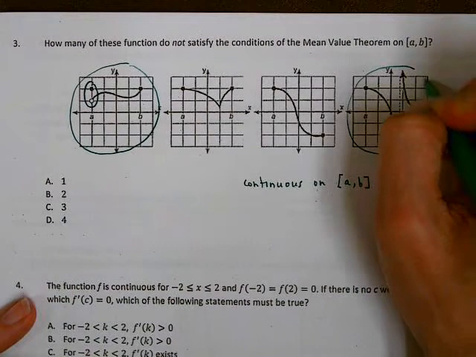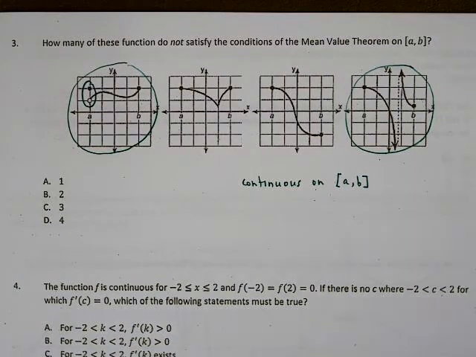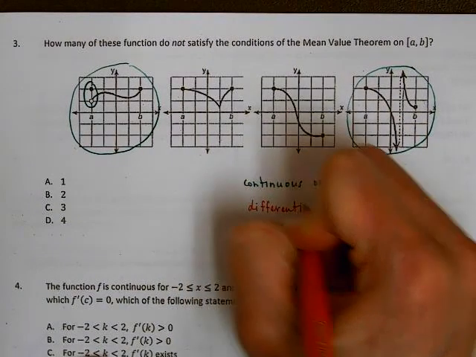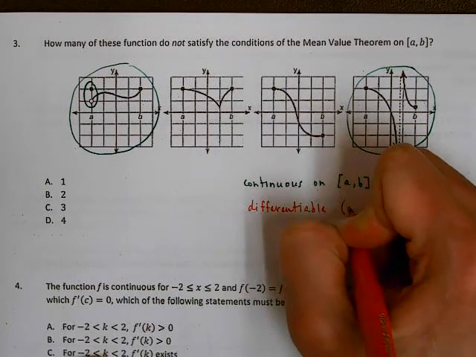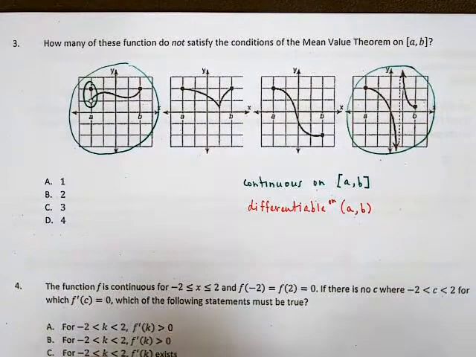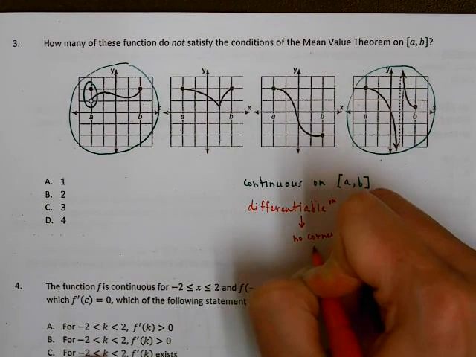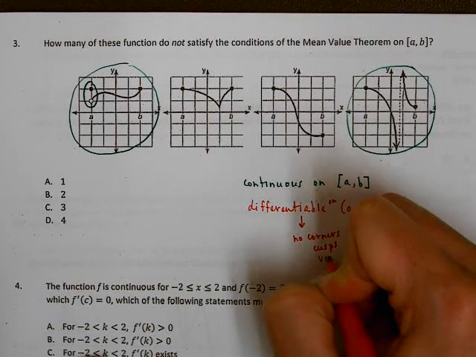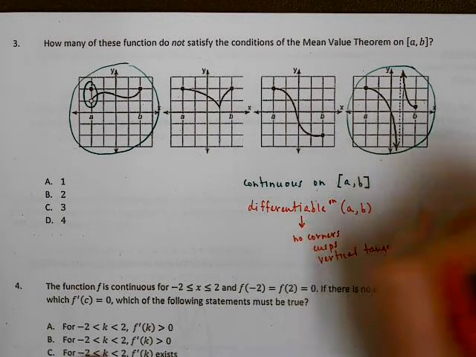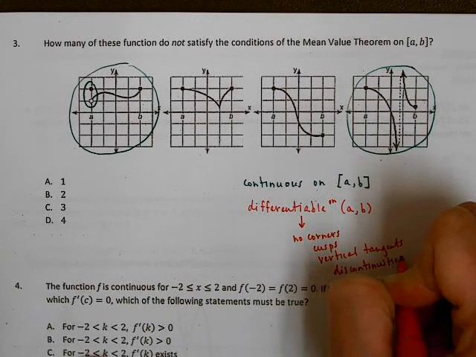I know I'm also not going to meet the condition for that graph. Our second condition is that we have to be differentiable on the open interval from a to b. So differentiable means there can be no corners, cusps, vertical tangents, or discontinuities. And the discontinuities we've already taken care of, so we really need to look for those other three.